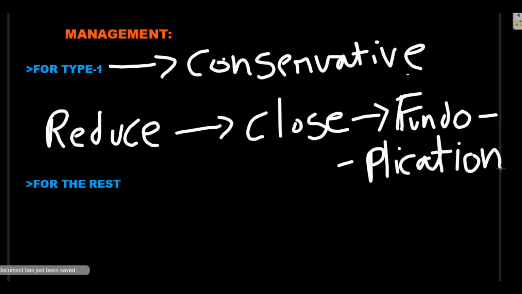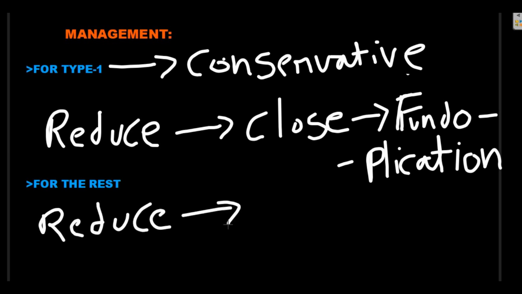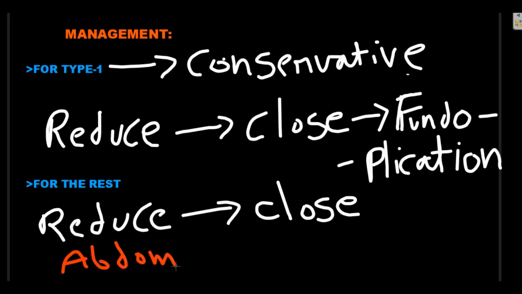Now for the rest of the types, we don't have to think about conservative treatment. The treatment of choice is surgery. We directly opt for surgery, and the surgery is the same, that is, reduce the hernia and close the defect. Now the route of choice to do this is the abdominal route. And the approach of choice would be a laparoscopic approach.